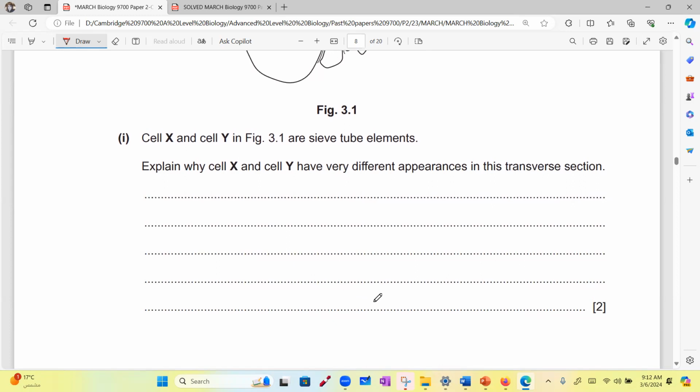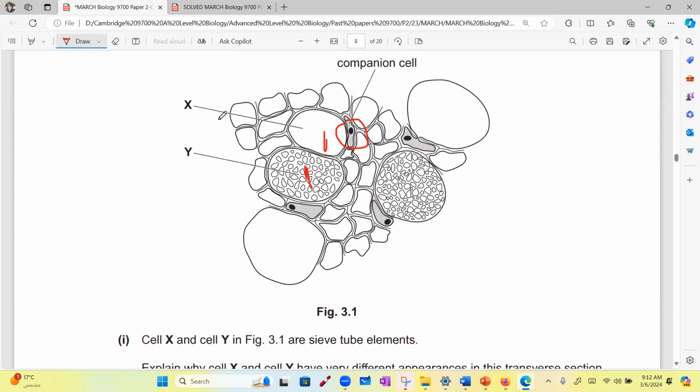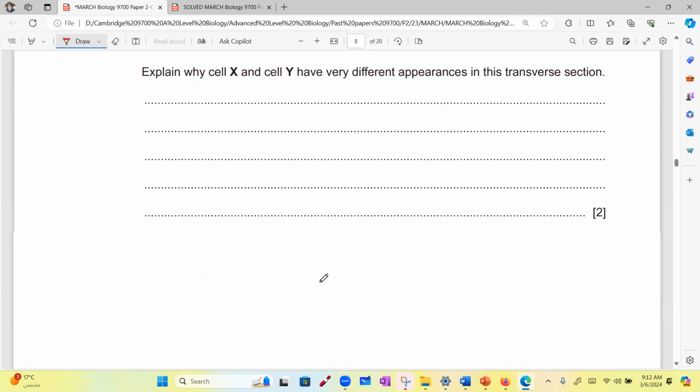They want a mark, because you will mention one sentence on X and one sentence on Y. Okay? Because you saw it here and he mentioned the word sieve plates and phloem and whatever.